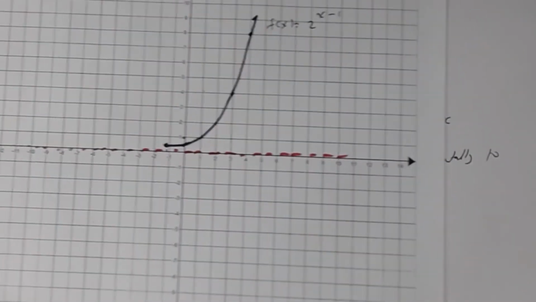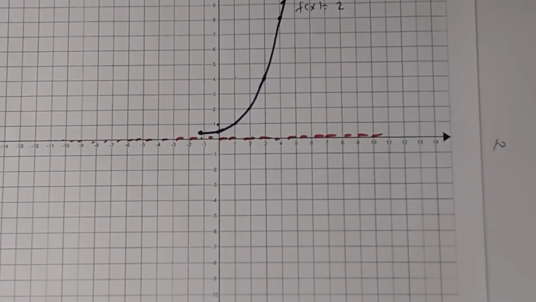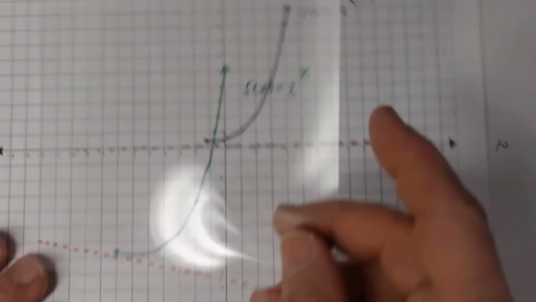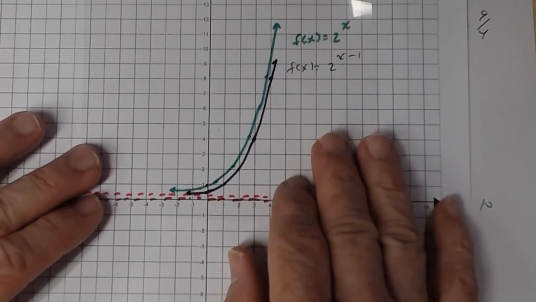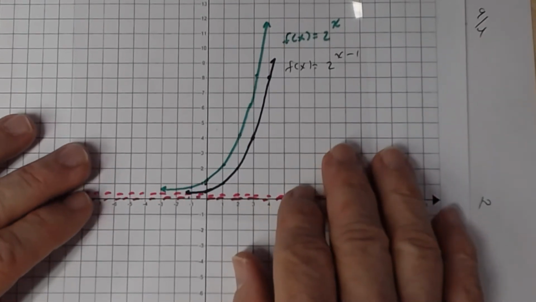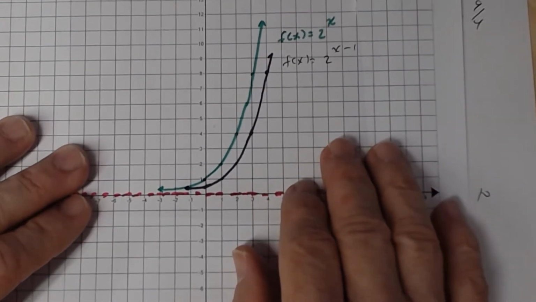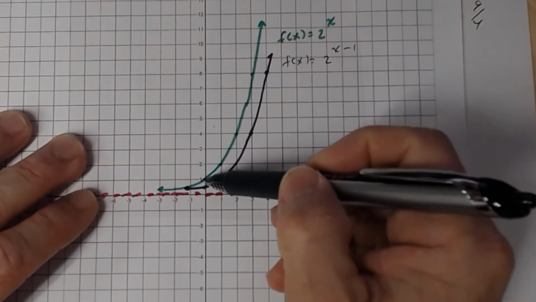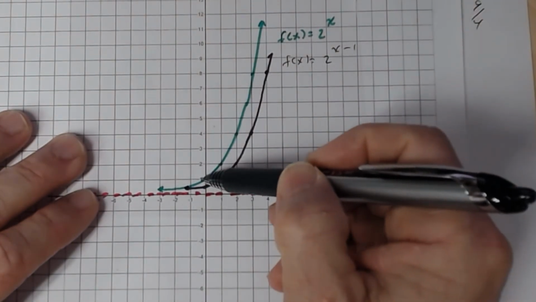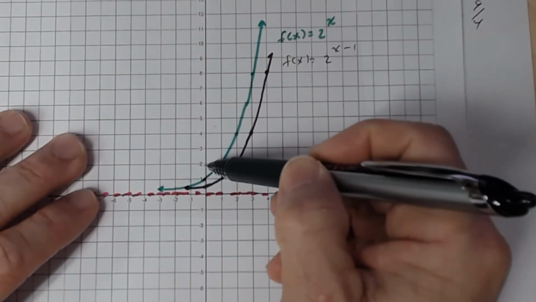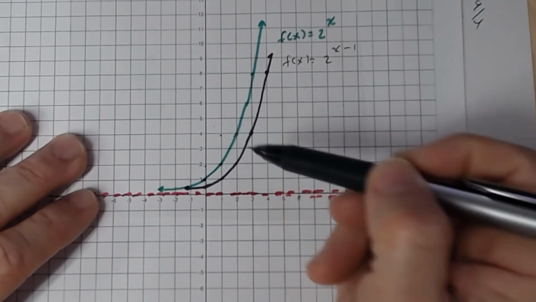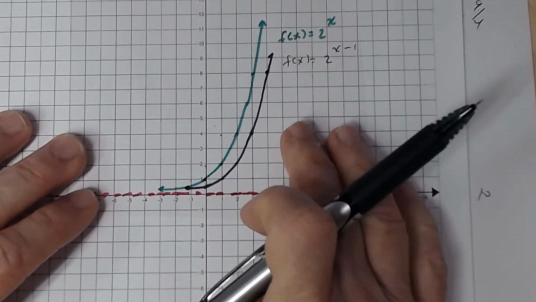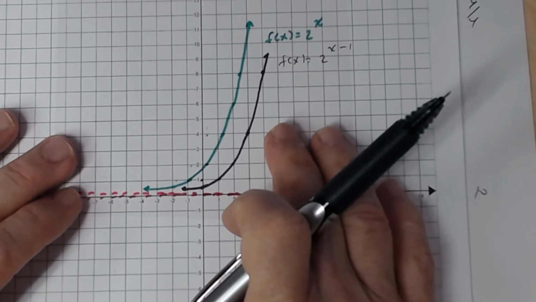Okay, so listen carefully. So that means this. Remember, the green was the parent function. So I'm going to move it to the left 1 unit. See right here? This point becomes this point. This point becomes this point. This point becomes this point. So move it to the left 1 unit. And so this is what you get.